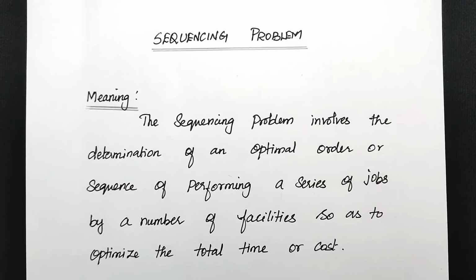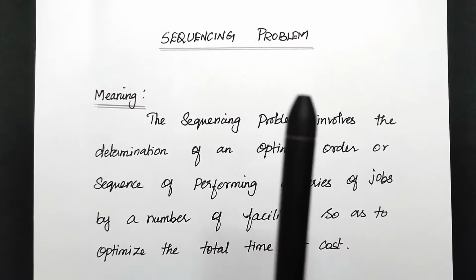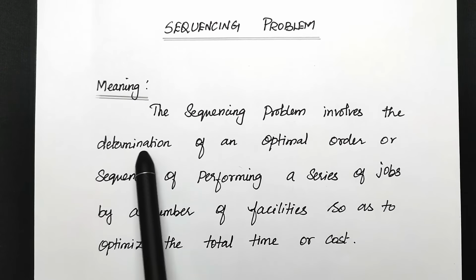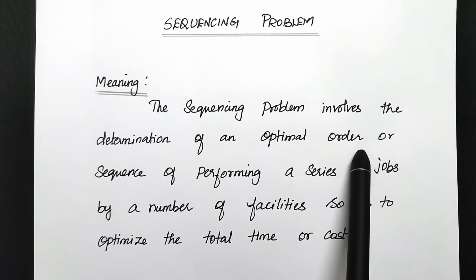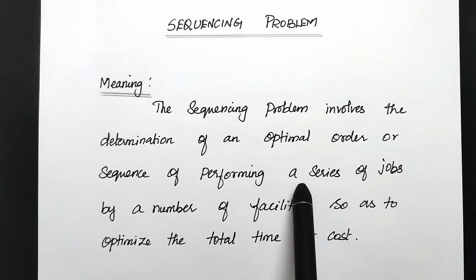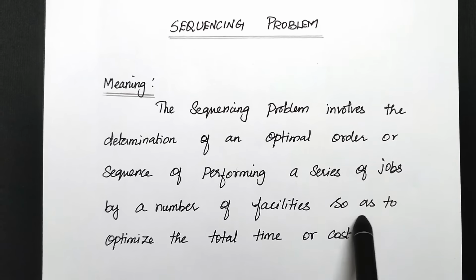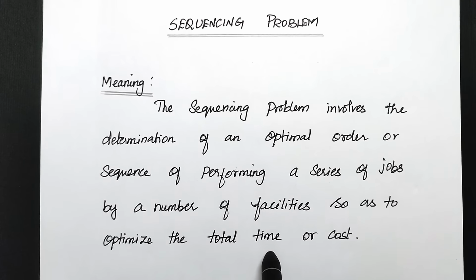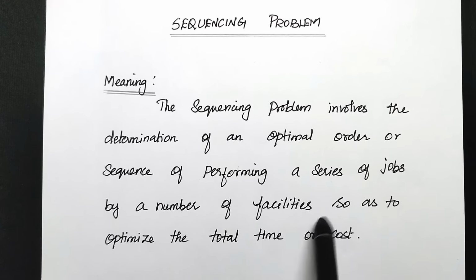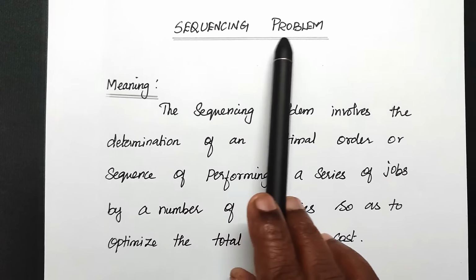Before we see the numerical problem, let us try to understand the meaning of sequencing problem. So, what is sequencing problem? It involves the determination of an optimal order or optimal sequence of performing a series of jobs by a number of facilities so as to optimize the total time or optimize the total cost. Here, number of facilities means number of machines. So, this is the meaning of sequencing problem.